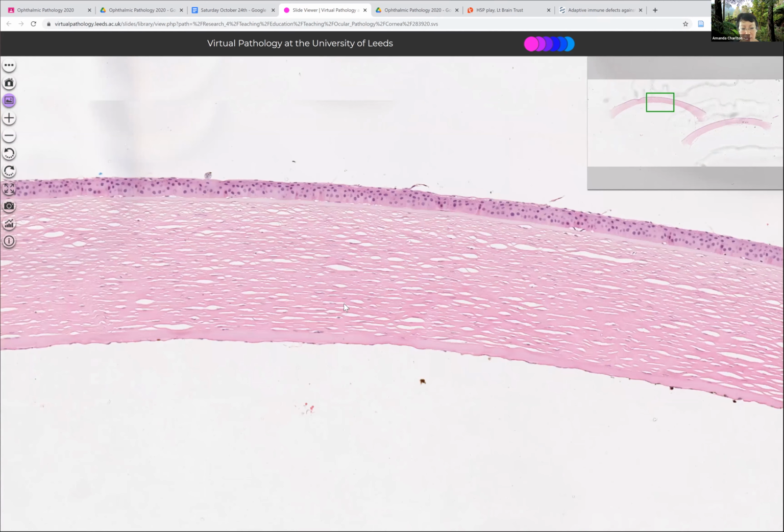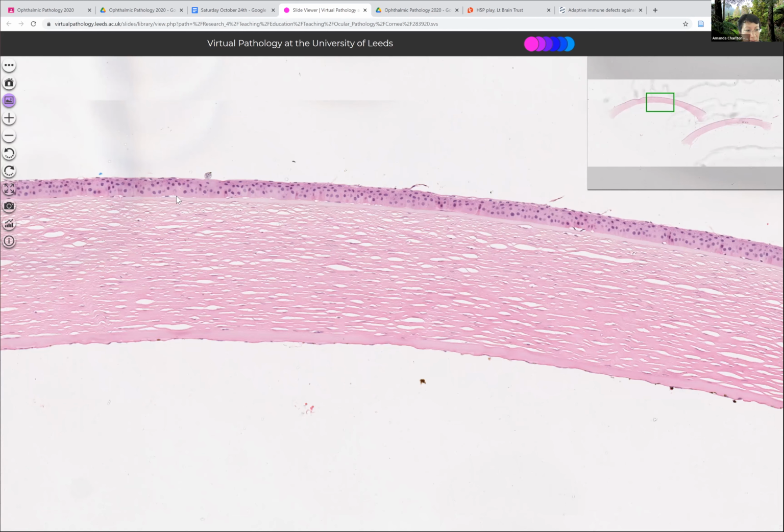And I can see at this power, I think it's a full thickness penetrating keratoplasty. So it's a full thickness, not just a partial thickness cornea. So I'm looking at the epithelium. It looks like normal thickness, no inflammation.